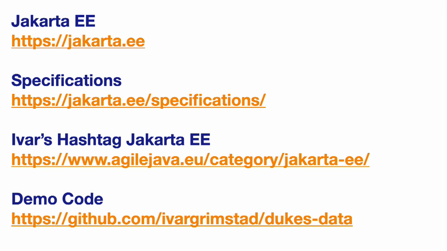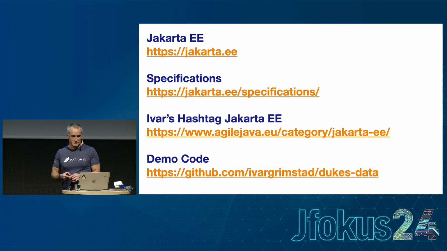All the specifications are under jakarta.ee/specifications. There you will find a list of them. You can click and see the version numbers and the state, how far they have come. I write my weekly Hashtag Jakarta EE and also other blogs here and there. And the demo code for this talk is on my GitHub repository. It's called Duke's Data. I think you can just Google Duke's Data and you will find it. Many others would call it Duke's Data, but that's my name.